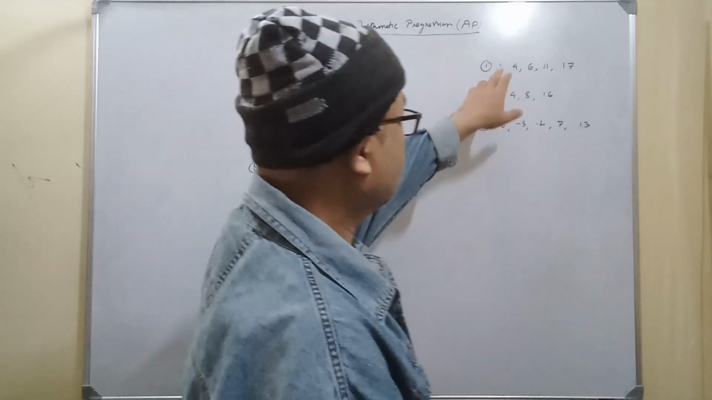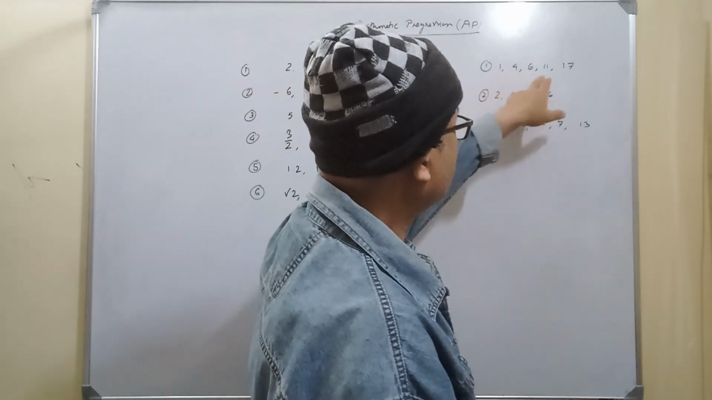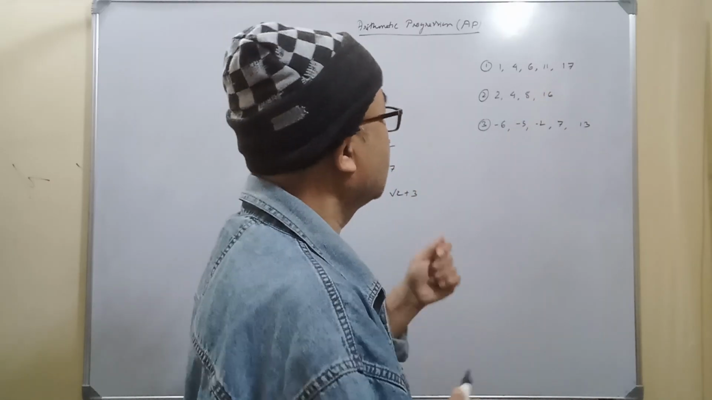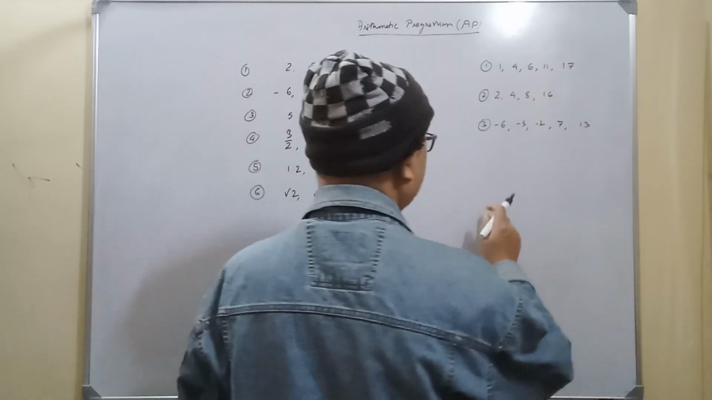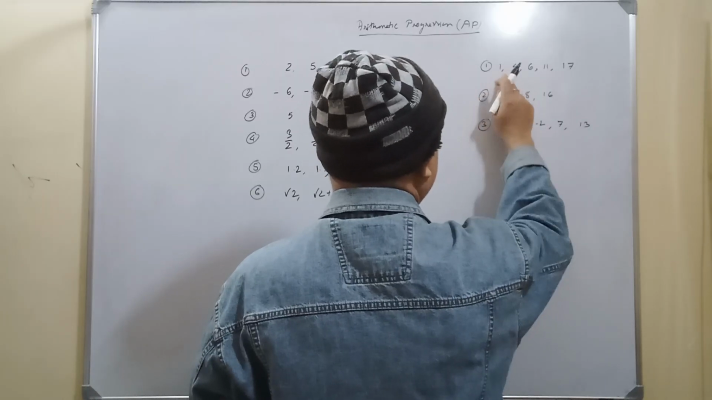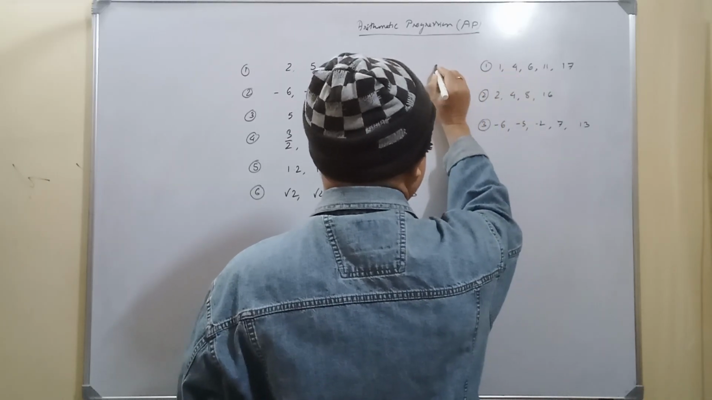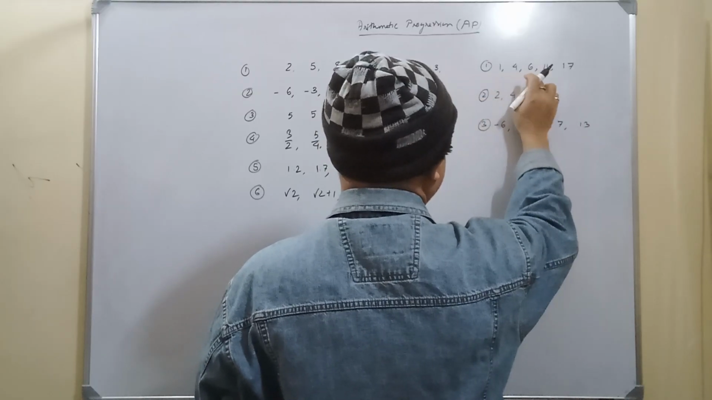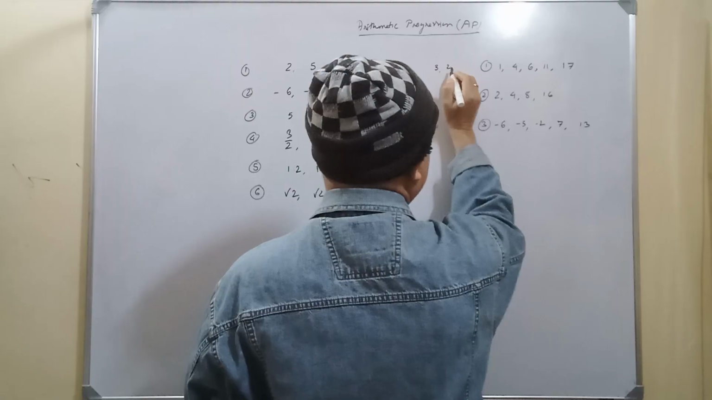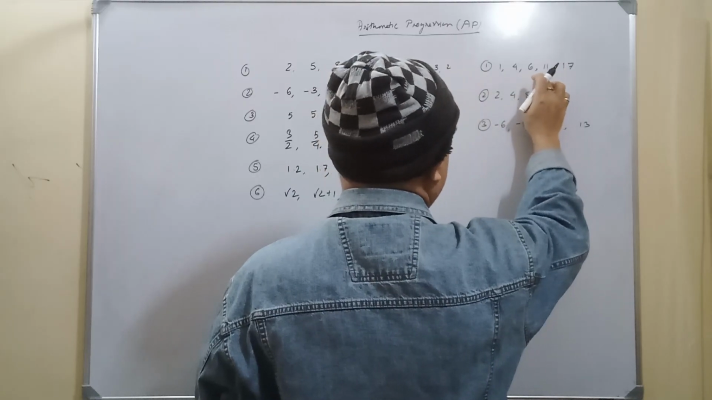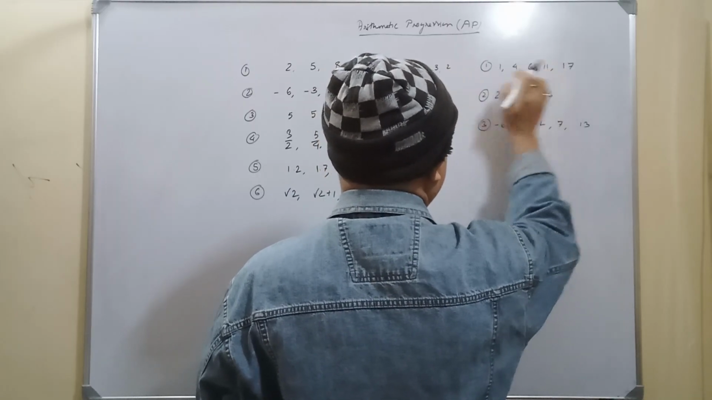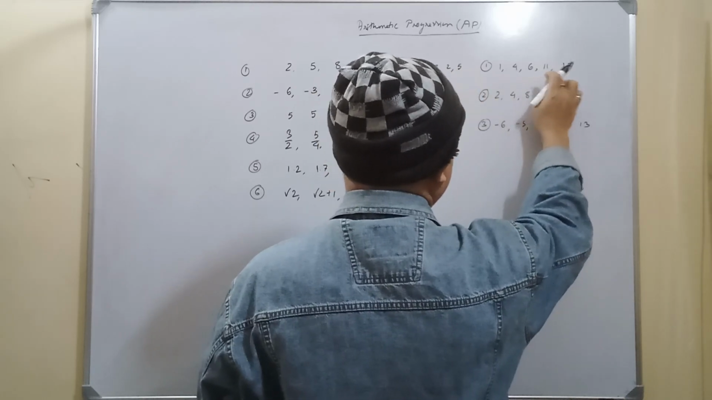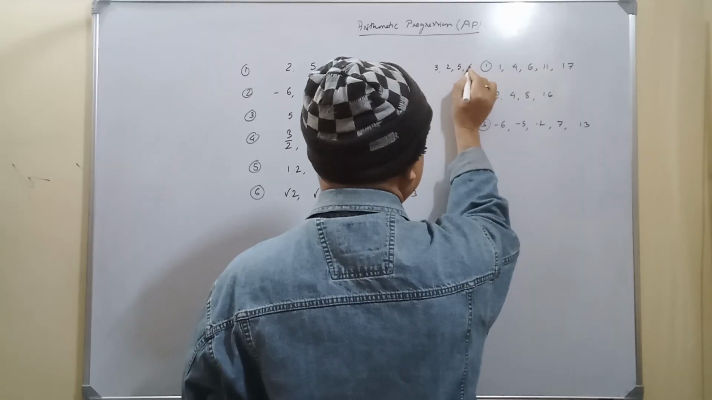Now the difference between any two consecutive terms of this sequence, how much is it? Between 1 and 4, it is 3. What is the difference between 4 and 6? It is 2. And 6 and 11, it is 5. Between 11 and 17, we have 6.